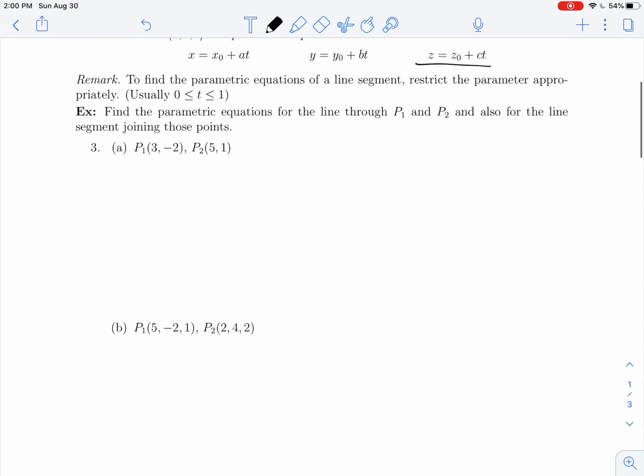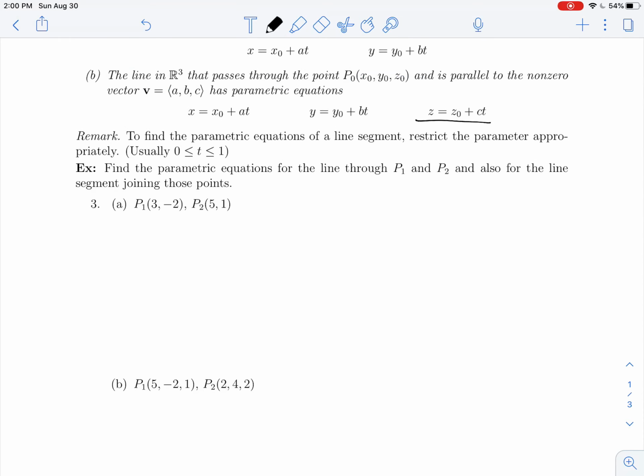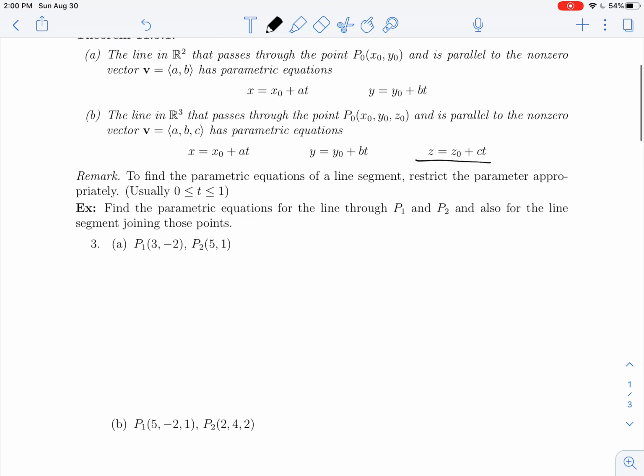So let's jump into our first example here. Find the parametric equations of the line through P1 and P2, and also for the line segment joining those points. All right, so all we're given here is 2 points, P1 and P2. In order to find an equation of a line, we need 2 things. We need a point and we need a vector.